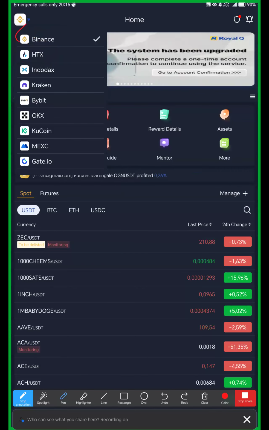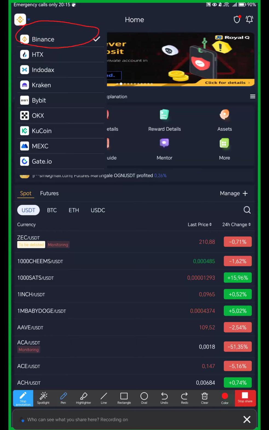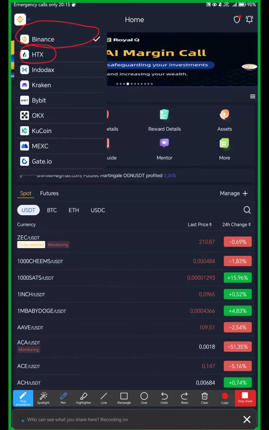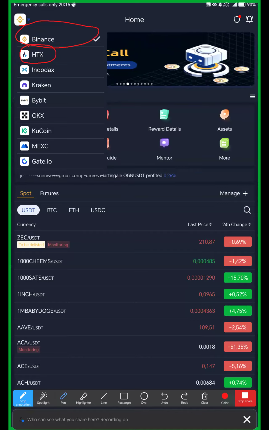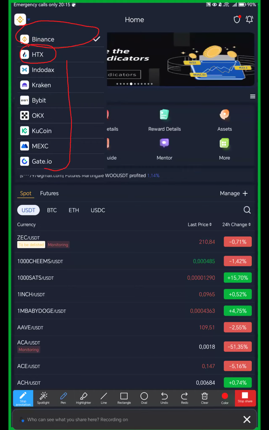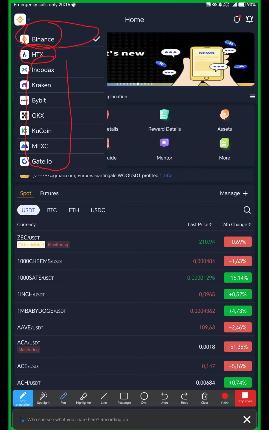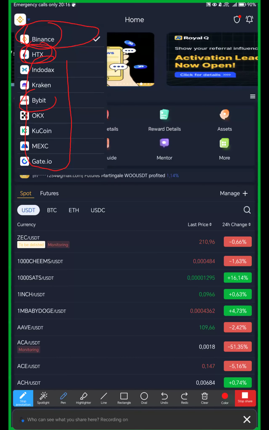So I am in Binance Exchange. The coins that are displaying here are under Binance. If I was in HTX, the coins that display would be under HTX. The same applies to the rest of the exchanges down here. But I know most of the people trade in Binance and HTX. I think there are a few that are trading also in Bybit.